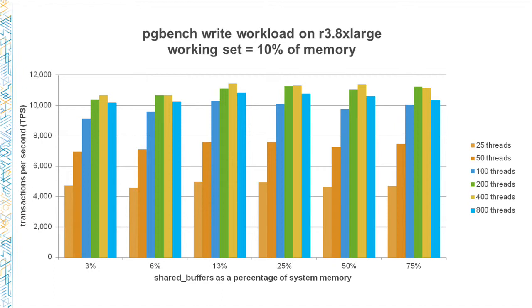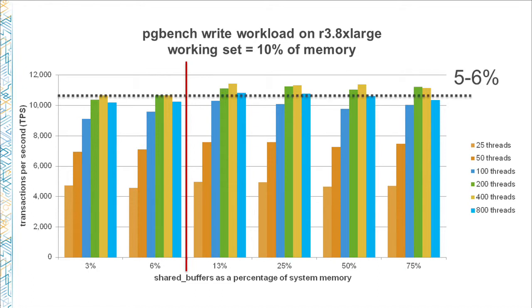I ran pgbench with a write workload on an R3 8xlarge. My benchmark working set was 10% of the memory of the box, so in this case it was 24 gig. I ran this test, again with transactions per second on the vertical and different sizes of shared buffers along the bottom, so you can see 3, 6, 13. The red line indicates that everything on one side of it doesn't fit into shared buffers, and on the right-hand side, we see that it does.